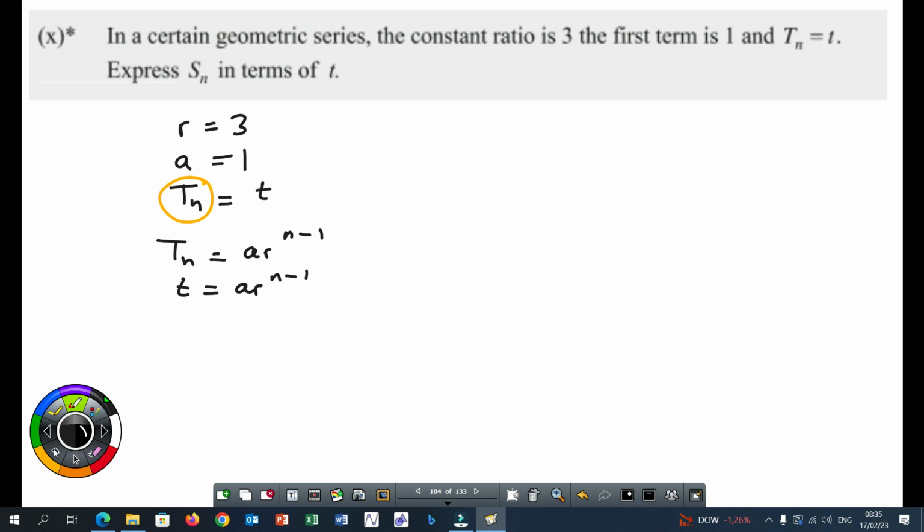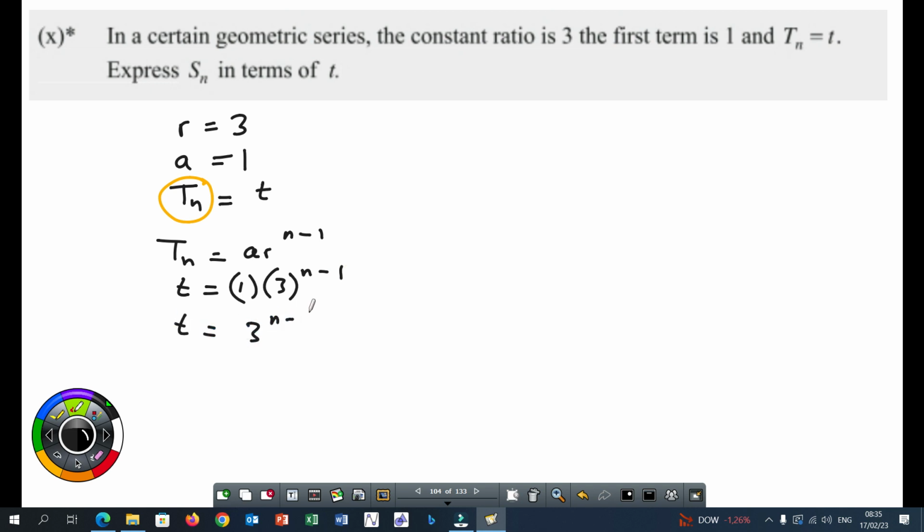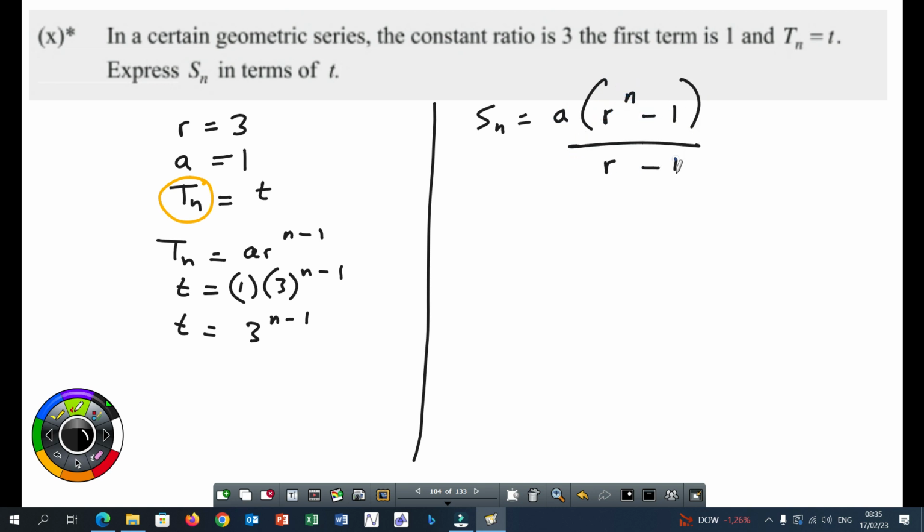Then, okay, let me substitute the values of A and R. So A is 1 and R is 3. Okay? Then if I simplify this, I'll get T equals 3 to the power of n minus 1. Then it says express Sn in terms of Tn. What's the formula for Sn? Okay, you can use A times R to the power of n minus 1 over R minus 1.